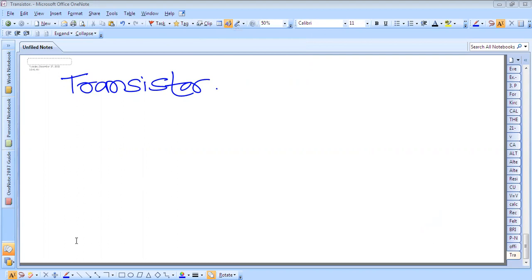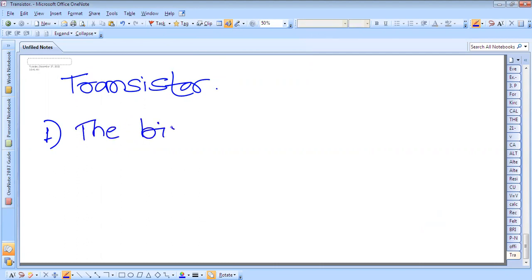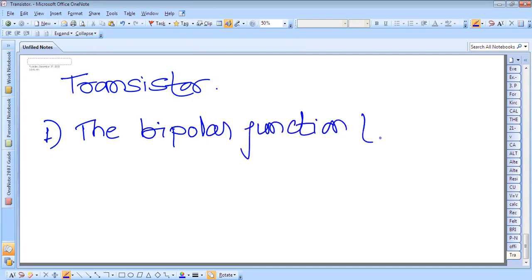Hello, today we'll discuss the transistor. There are two basic types of transistors. First is the bipolar junction transistor, and second is the field effect transistor.